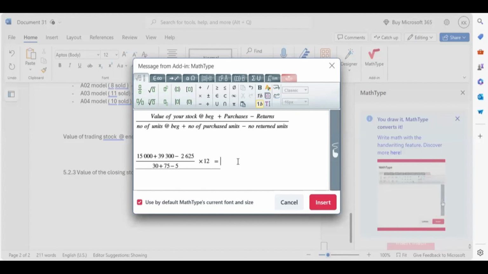So, okay, let me punch this into my calculator. So 15,000 plus 39,300 subtract 2,625, all over 30 plus 75 minus 5. Now the average price is going to be 516,75. So multiply by 12 units. So I'm going to get the value of my closing stock as 6,201. Now this is the value of my closing stock, 6,201.